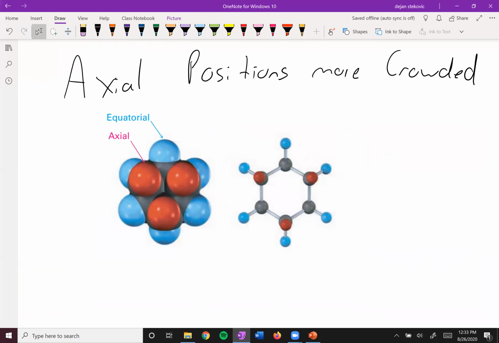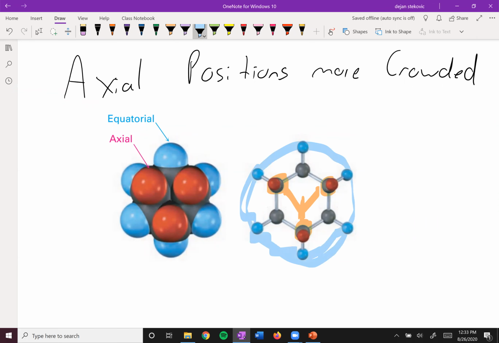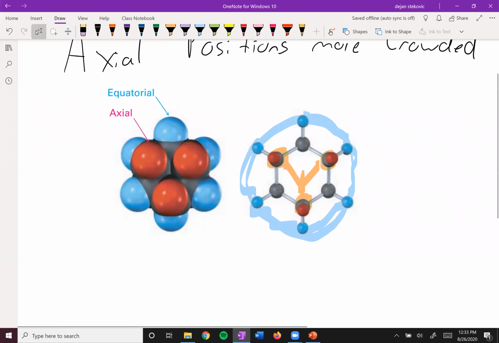So in red are these axial substituents. You can see that these axial substituents are actually much closer to one another than these equatorial substituents. The equatorial are much further apart. And so what this causes is the axial position being more crowded.